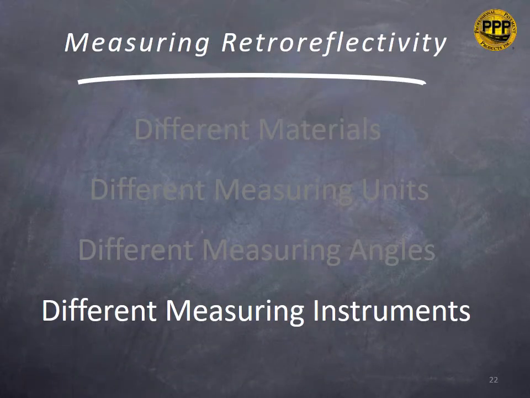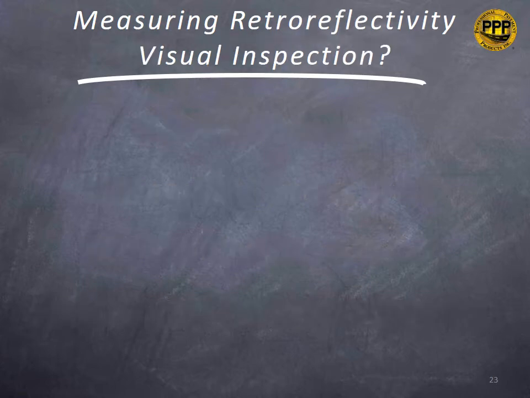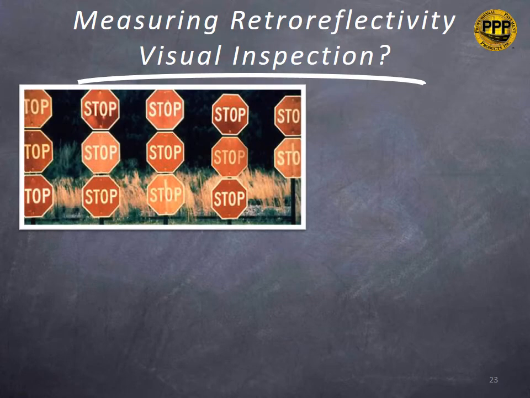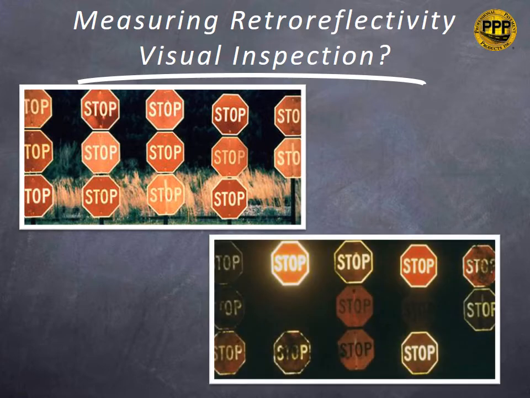Now let's talk about the different measuring instruments. But first, we might ask, why use instruments? Why not just visually inspect them? First, visual inspection requires a person to inspect under the right conditions. For example, this is what these signs look like during the daytime. By this picture, can you pick out the signs that are retroreflective and the ones that are not? Likely not. You could only visually inspect in nighttime conditions.